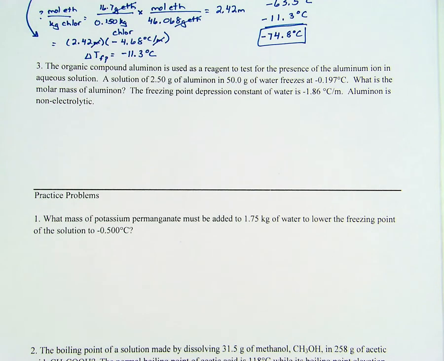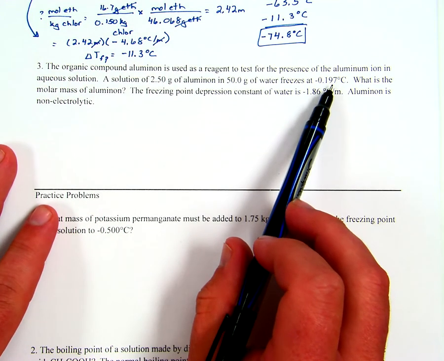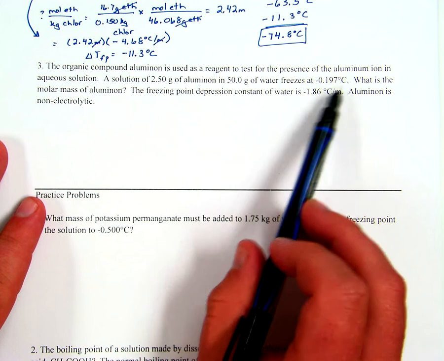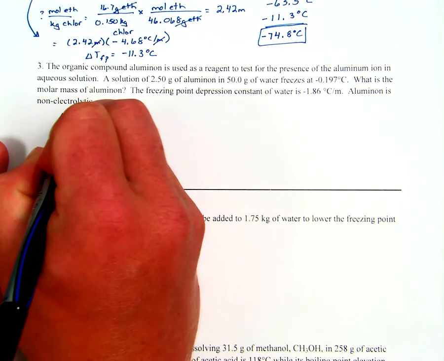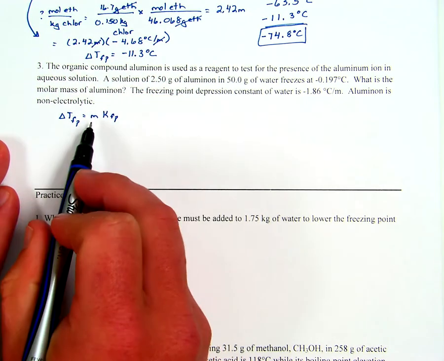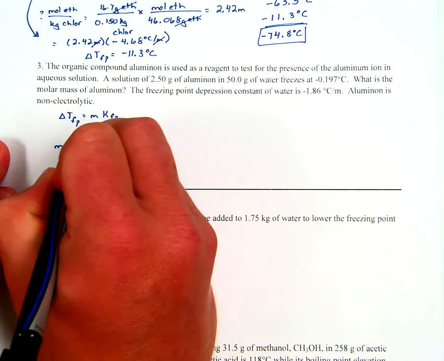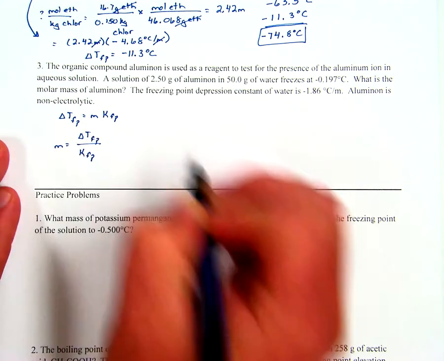So here we are already given the freezing point depression of the solution. We know this is the freezing point, considering that water freezes at 0 degrees Celsius. That's also how much the freezing point went down by. So just looking at our freezing point depression equation, just copying that down here, the only thing I don't know is the molality, so that's what I'm going to find. I'm going to solve the equation for that. The molality would be the change in the freezing point divided by the freezing point depression constant.